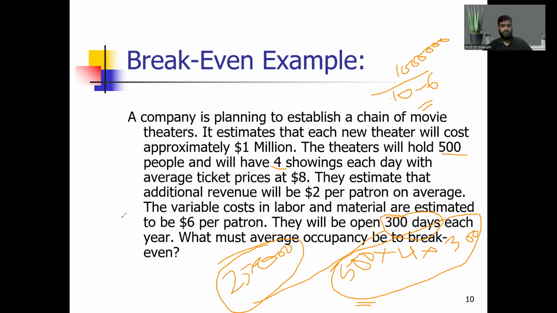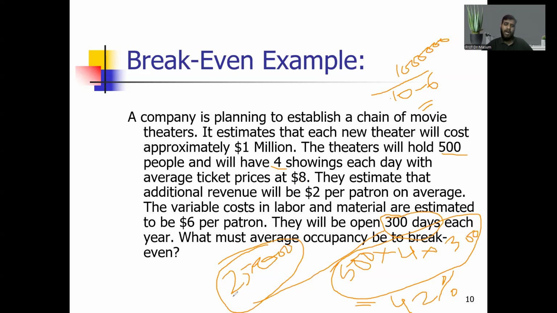0.42. 42%. So your occupancy rate must be 42% to break even. So on average, sir, I didn't get the 250,000 divided by 6 lakh part.